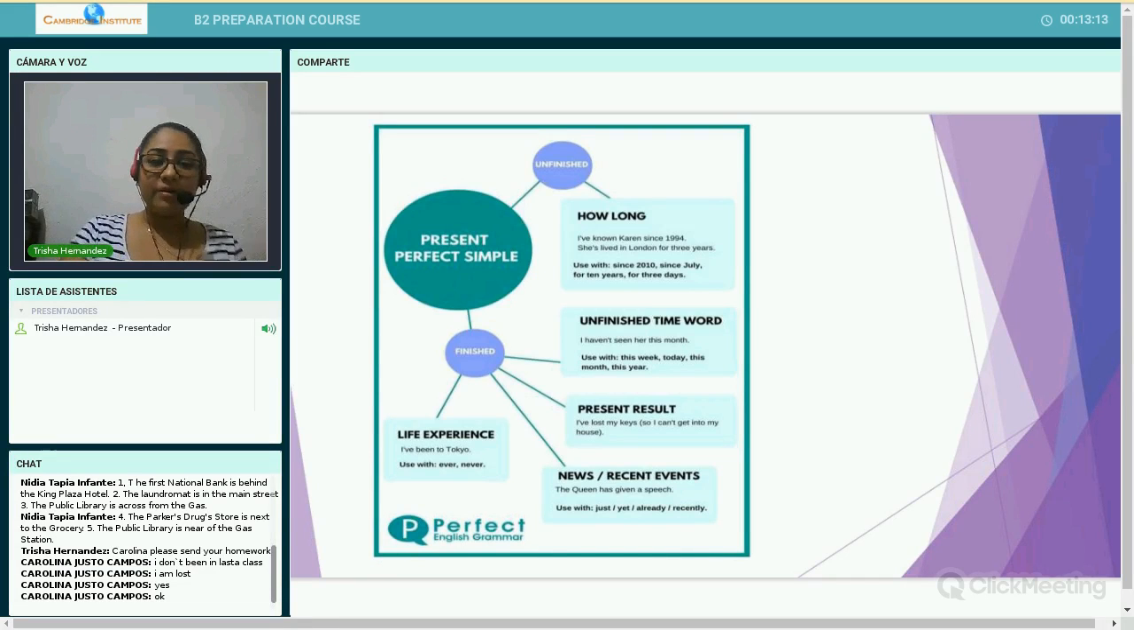Now, with an unfinished time word, for example, this month, this week, or today, the period of time is still continuing. It means that it's an ongoing action. I haven't seen her this month. Probably I will see her tomorrow. We don't know. She's drunk 3 cups of coffee today. Probably she will drink more. We don't have a way to know. I've already moved house twice this year. I'm not sure that won't be a fourth, right?